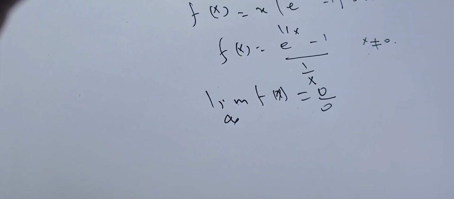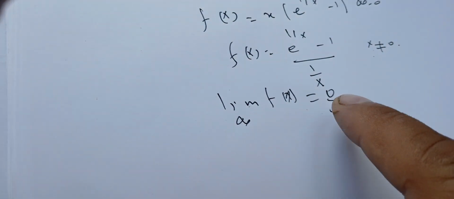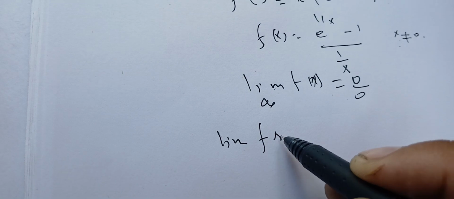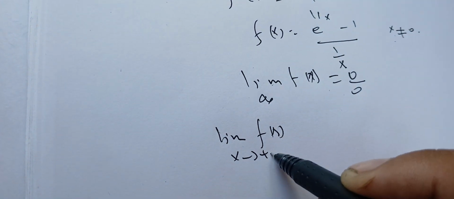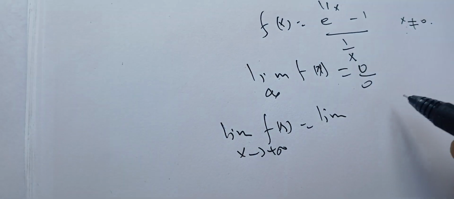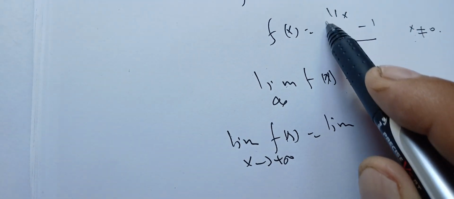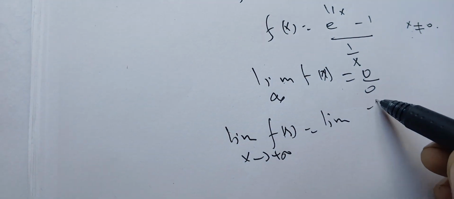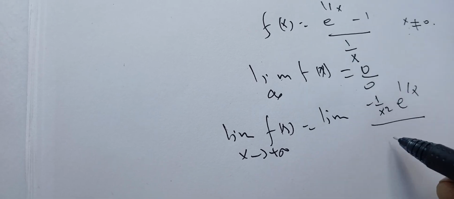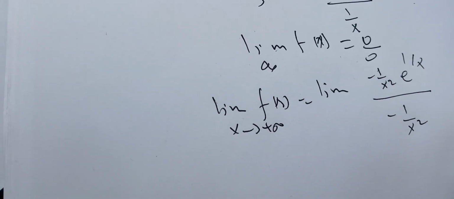So the key now is that we have this condition. Now we can apply L'Hopital's rule. We're going to have the limit of f of x as x goes to infinity. It's going to be the limit of the derivative of the first, which is going to be minus 1 over x squared e to 1 over x, over minus 1 over x squared.